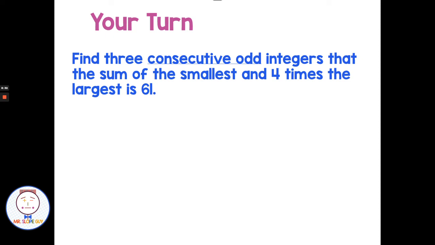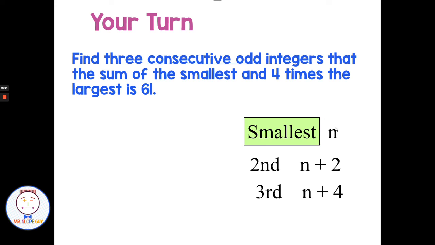All right, we're trying to find 3 consecutive odd integers where the sum of the smallest and 4 times the largest is 61. So consecutive odds. If my first number is, we'll use n again, n, and the next odd number, n plus 2. And we have 3 numbers, so I need n plus 4 for the third number. Then if we're looking at which is the smallest and which is the largest, if I take any number, add 2 and add 4, this number is going to be the smallest. And any number I start with and add 4 would make this number the largest.